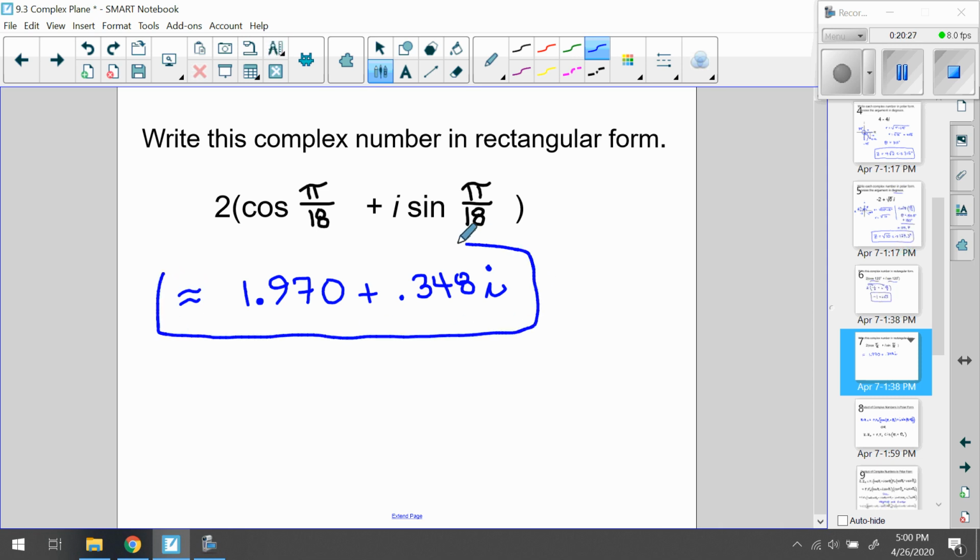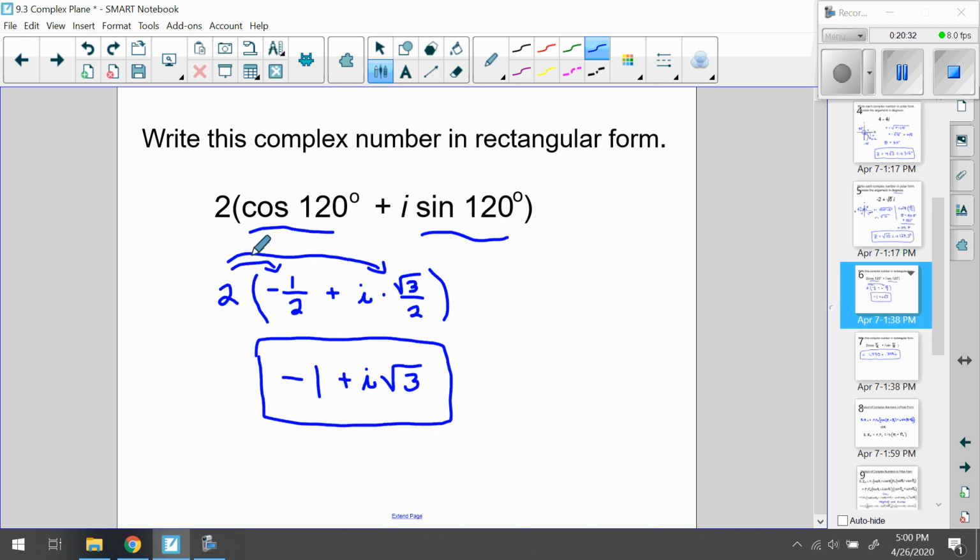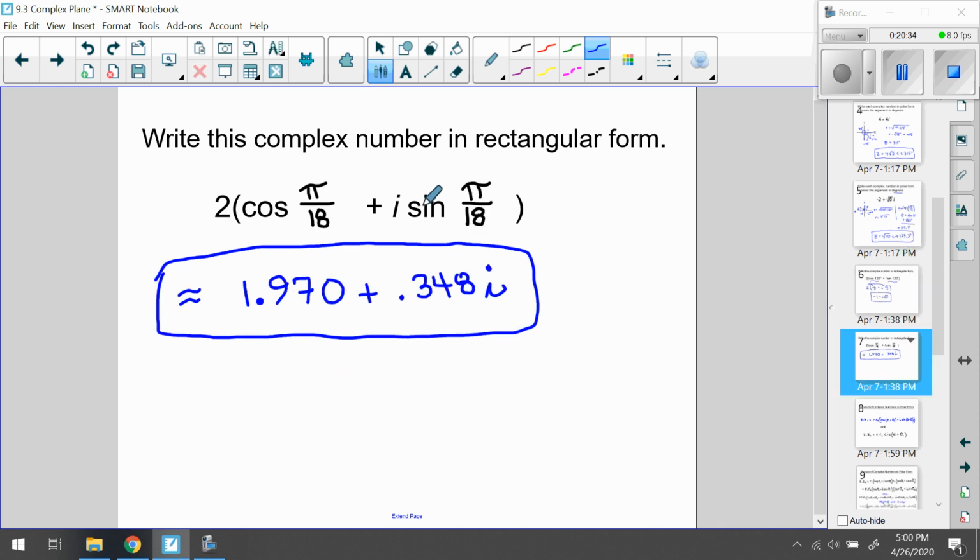Sometimes the sine and cosine values will be ones that you're familiar with. You won't need your calculator. If it's an angle that's not on a unit circle, then just grab your calculator and make sure it's in radians or degrees as the angle is given to you.